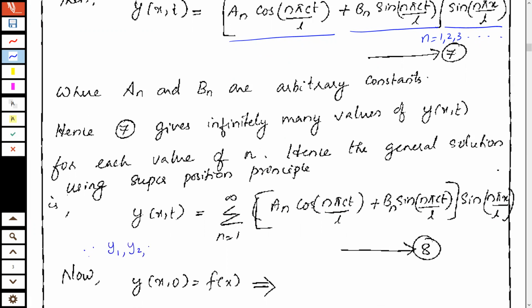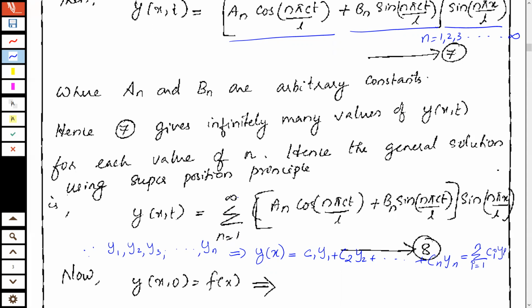If y1, y2, y3, etc., yn are n independent solutions of a differential equation, then the general solution of the differential equation is given by C1 y1 plus C2 y2 plus etc. plus Cn yn, or it can be represented as sigma i equal to 1 to n Ci yi. Here n can vary up to infinity. Therefore, we have the summation varying from n equal to 1 to infinity.